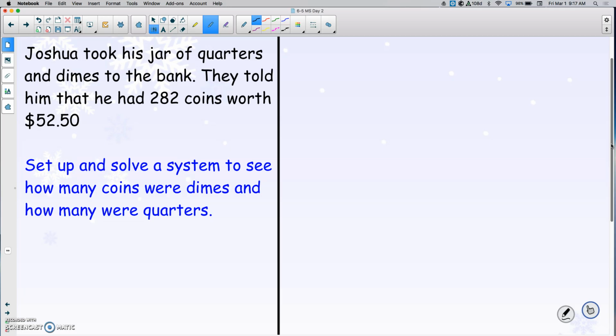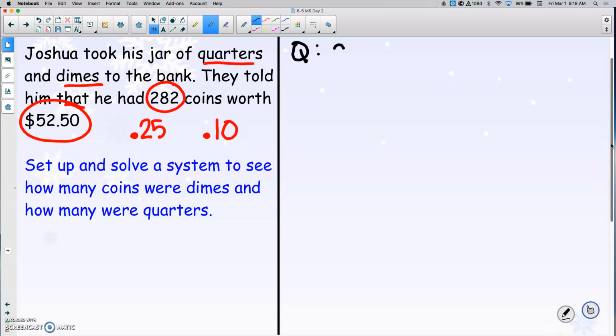So Joshua took his jar of quarters and dimes to the bank. Quarters and dimes. Remember, quarters are 25 cents. Dimes are 10 cents. They told him that he had 282 coins and it was worth $52.50 when they ran it through that change machine. So Q is going to represent quarters for me. And then D can represent dimes. All right. So first of all, he had 282 coins.